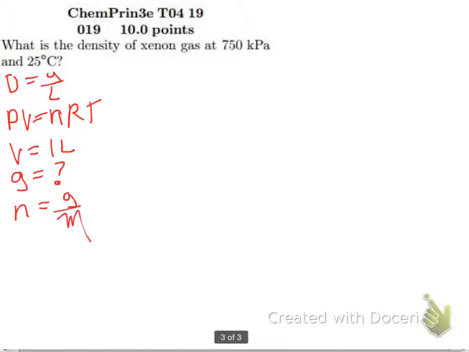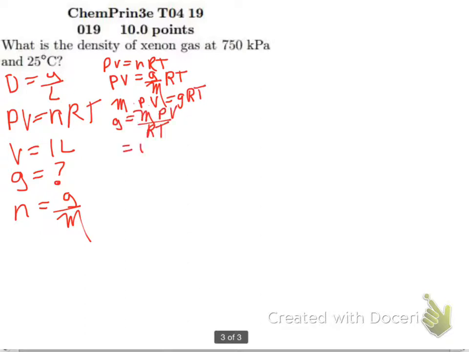But I also know moles is grams over molar mass. So if I look at rearranging the equation, PV equals nRT, I substitute in grams over molar mass and rearrange the equation a couple times, and I end up with grams is equal to molar mass times PV over RT. So my molar mass is 131.29 for xenon.